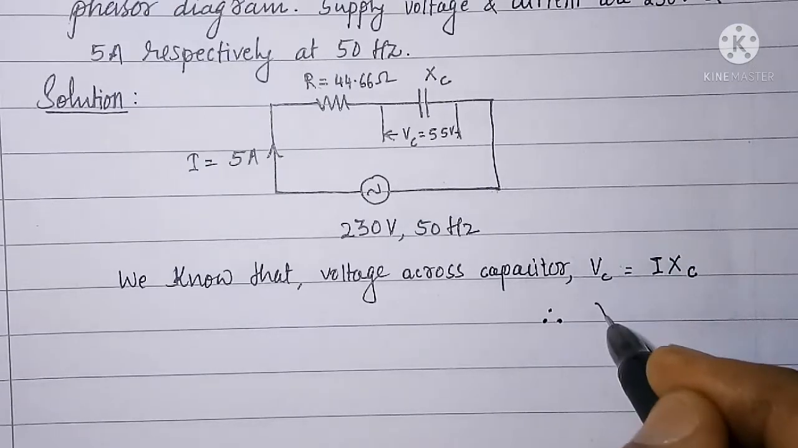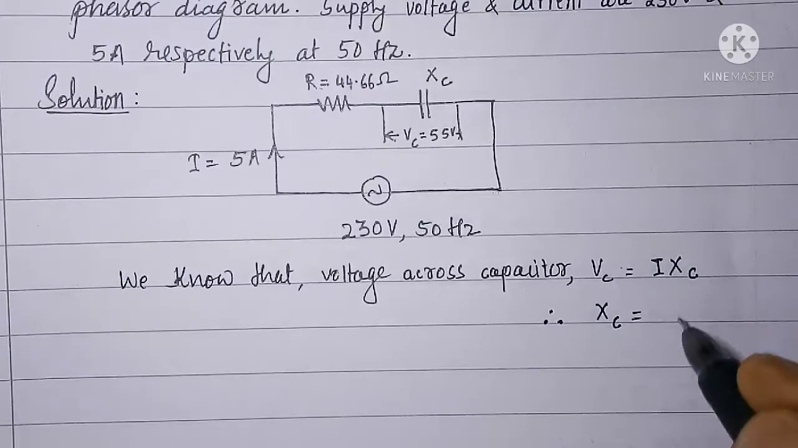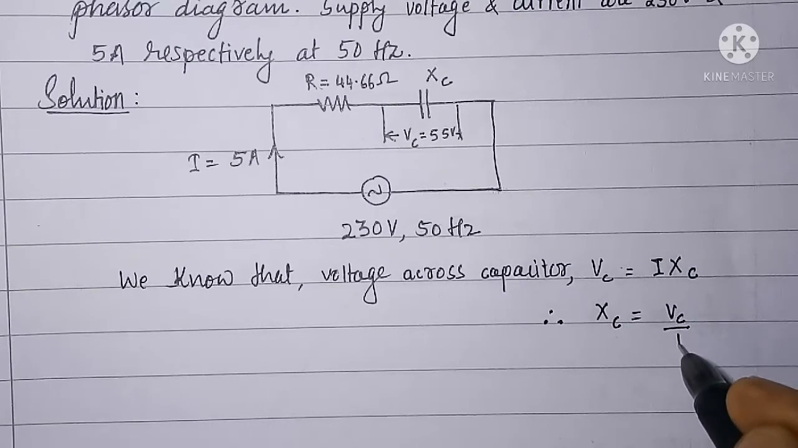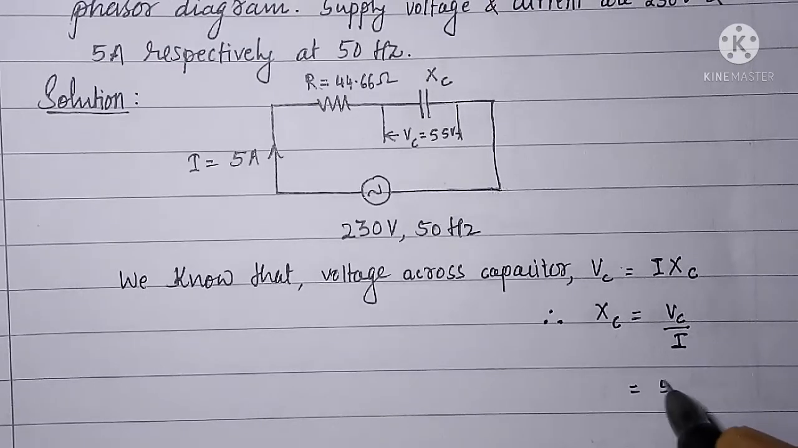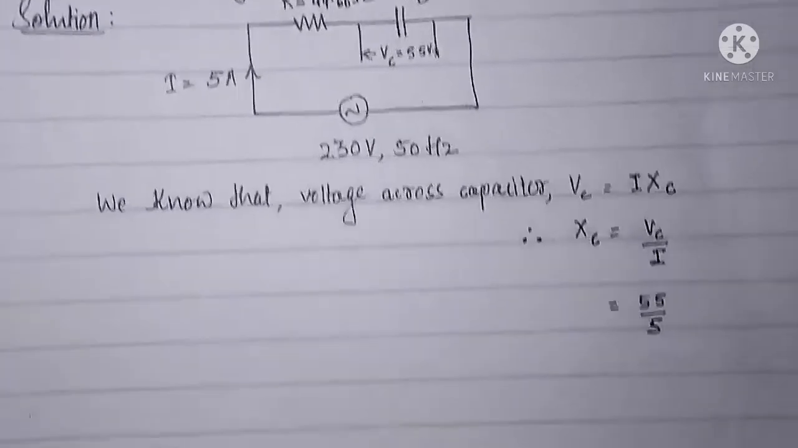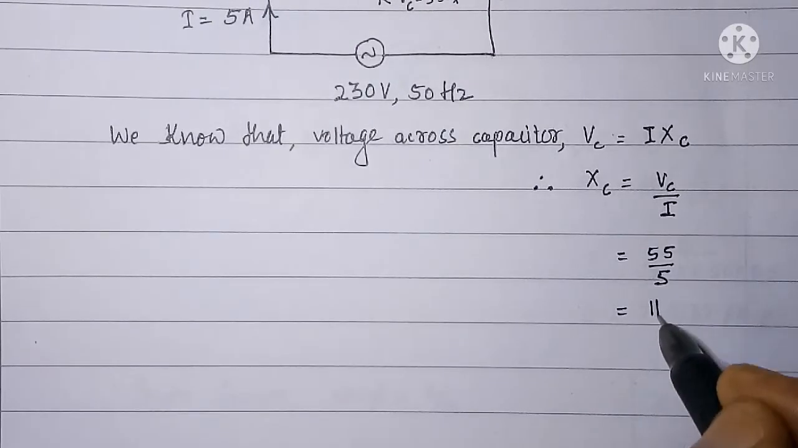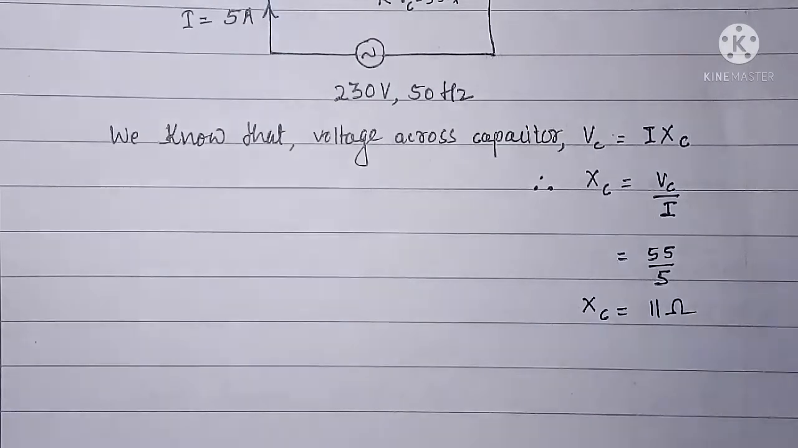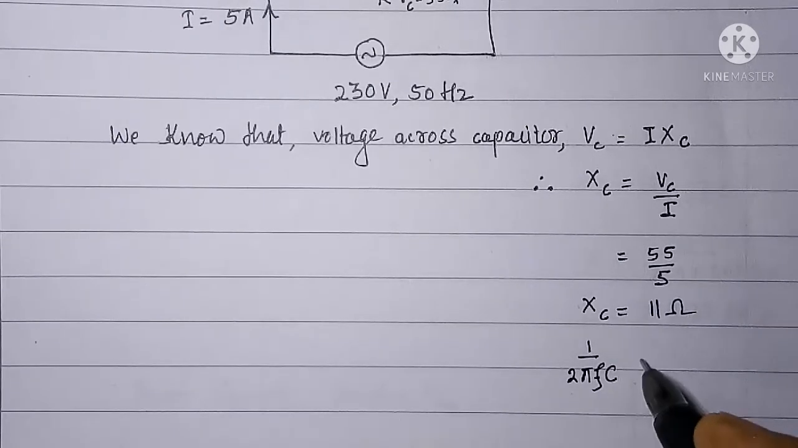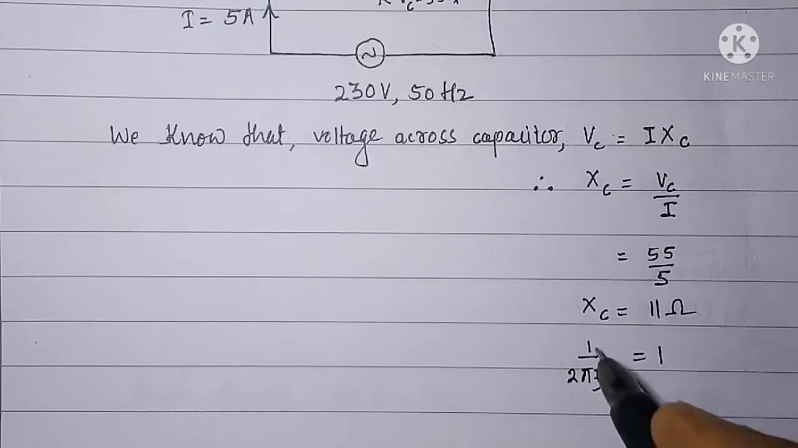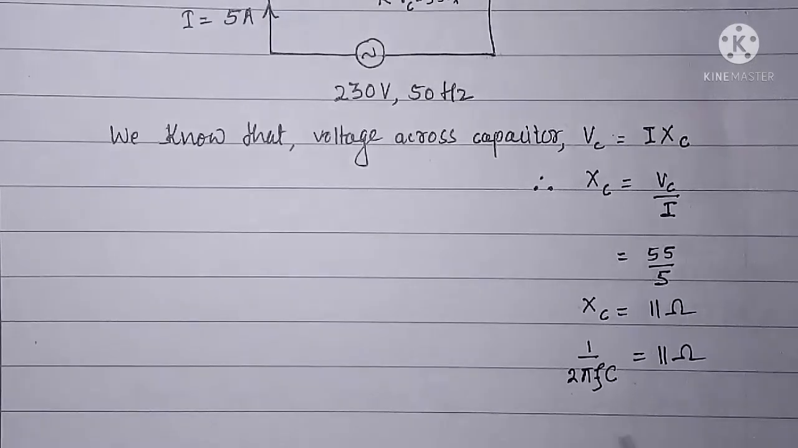Therefore, Xc will be equal to Vc by I, that is 55 by 5, which becomes equal to 11 ohm. But Xc is 1 by 2 pi Fc. So you can write 1 by 2 pi Fc equal to 11 ohm.